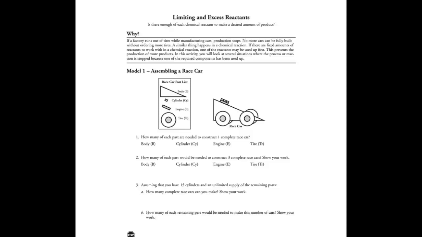So this is going to be the homework for tonight, limiting and excess reactants. For number one, we see that we're talking about assembling a race car. The whole notion of assembling a race car is that this is the parts list that you have, and this is what a perfect race car is. So based off of a perfect race car, we can answer number one.